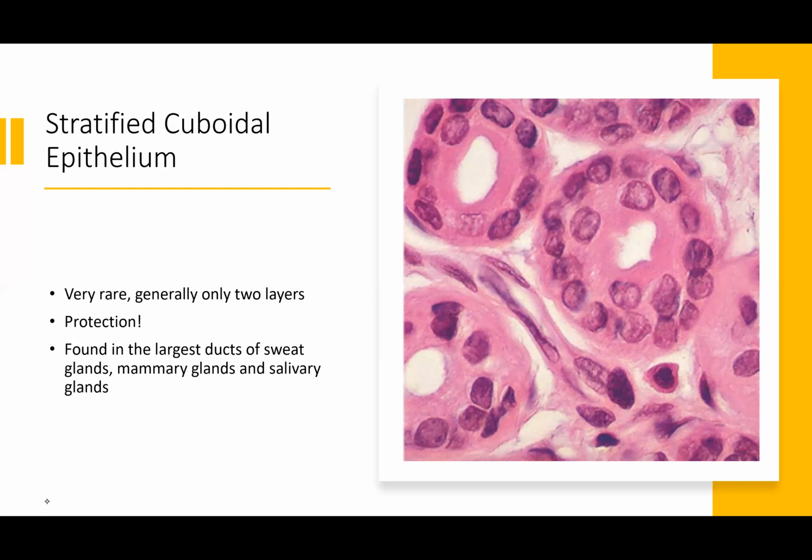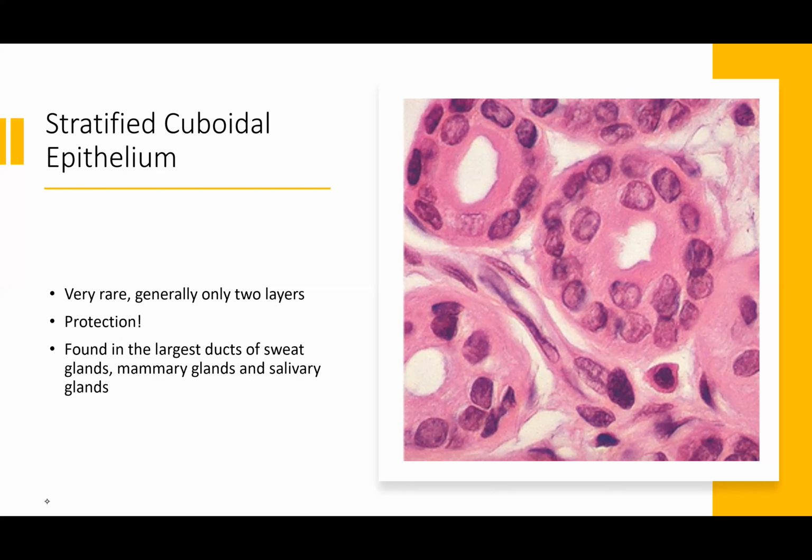Next up is our stratified cuboidal epithelium. So this is actually very rare, and it is generally only going to be 2 layers. But if you look at this picture, you'll notice that in some areas, there aren't 2 nuclei on top of one another. They're just kind of bunched. So make sure that you're looking closely.